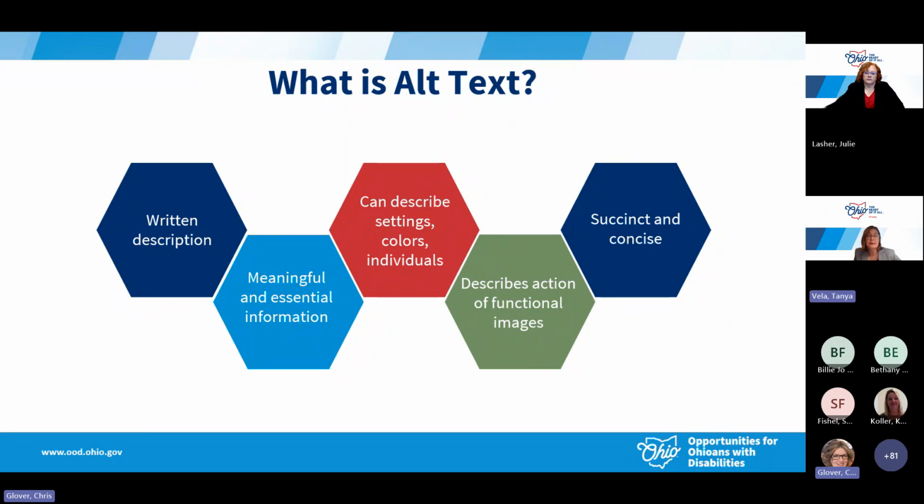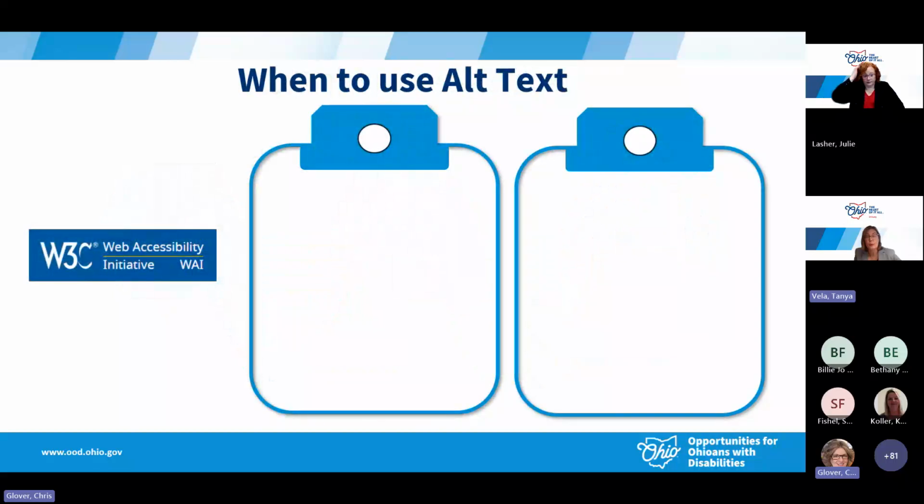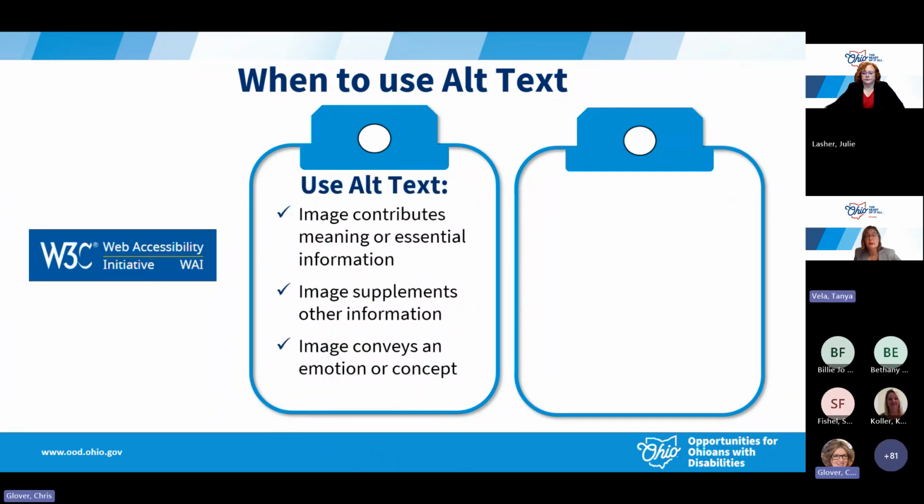The Web Accessibility Initiative, which is part of the World Wide Web Consortium, or W3C, has a decision tree that may be helpful when determining when to use alt text. Ultimately, you use alt text when the image contributes meaning or information that is essential to the communication. For example, the image supplements other information or conveys an emotion, concept, or impression.